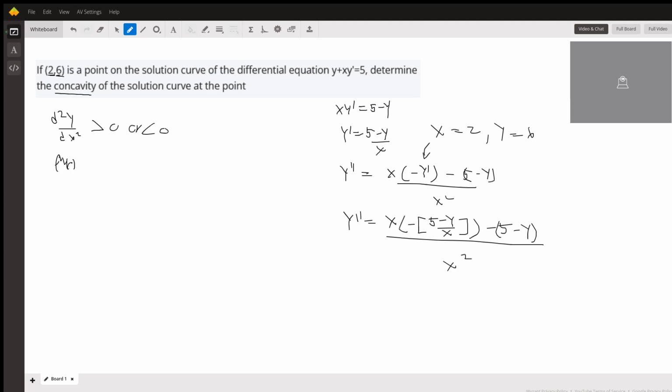When it comes to doing implicit differentiation, if this doesn't make sense, look it up on Khan Academy. If it comes to not understanding the concavity, that would also be Khan Academy. But the main trick here is just how we do the y prime.